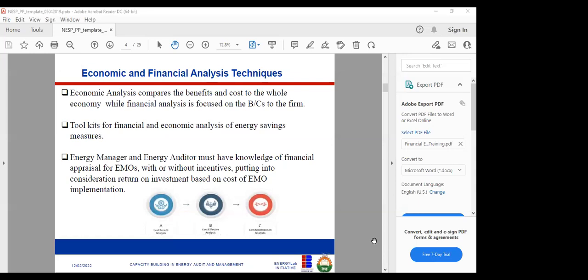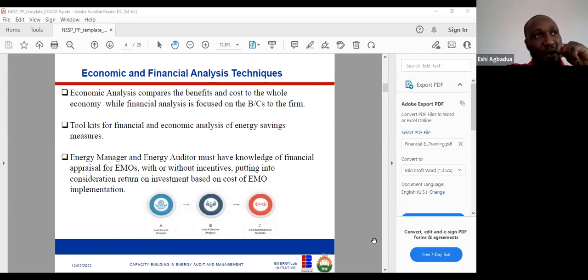Yes, yes. So I was saying economic analysis is more like a broader view. So more looking at the government. So what are the incentives that can be done to help reduce, for example, subsidy in terms of paying for electricity, while financial analysis is more focused on the benefits and costs of implementing an energy efficiency measure to a firm. So basically, we use the same analysis, the same tools for both economic and financial analysis.